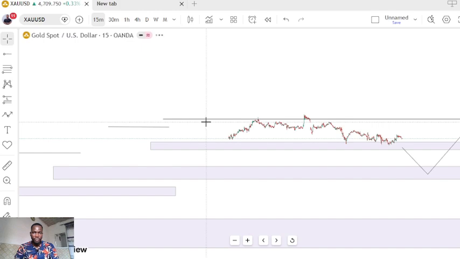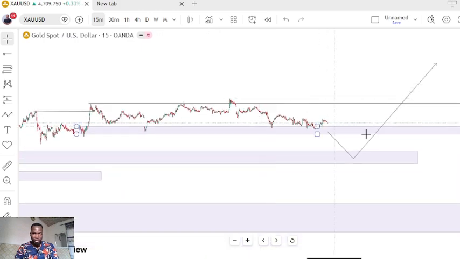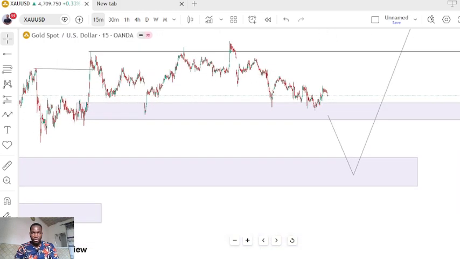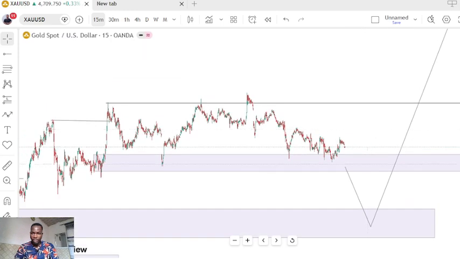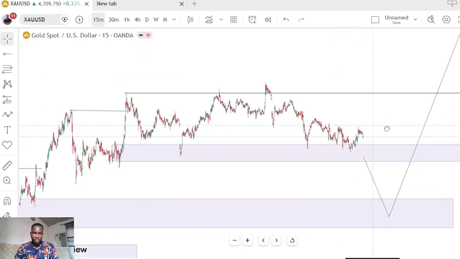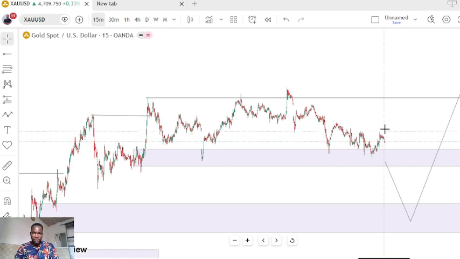And let's check what we have on the 15 minutes time frame. So basically still on the 15 minutes time frame, there is no confirmation just yet. So what do we have to do? We just need to sit back, watch, and wait for the market to do its thing and give us a confirmation. So guys, that is that for this analysis.